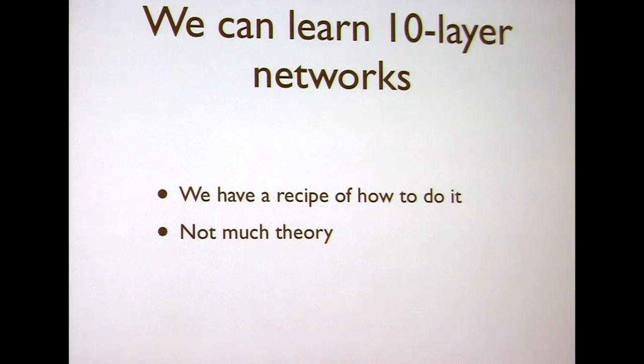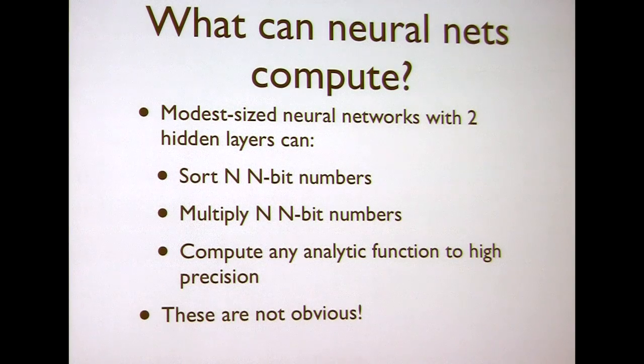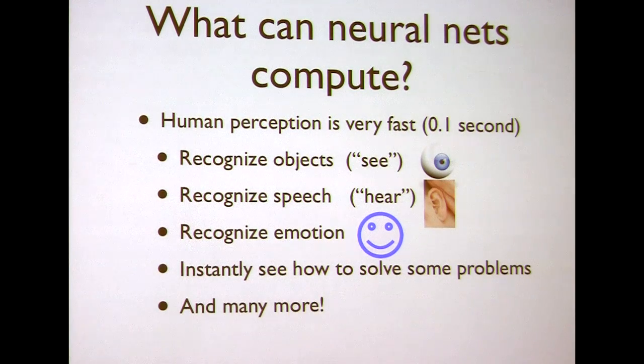So the deeper your network is, the more nonlinearities it goes through, and the more complex functions you can learn. So we can actually train 10-layer networks. We sort of can do it. There's not a lot of mathematical theory about non-convex functions and how they behave in this complex domain. Even a small network with 2 hidden layers can do things that may be kind of surprising to you: you can sort a bunch of numbers, you can multiply numbers, you can compute analytic functions. These aren't necessarily obvious.